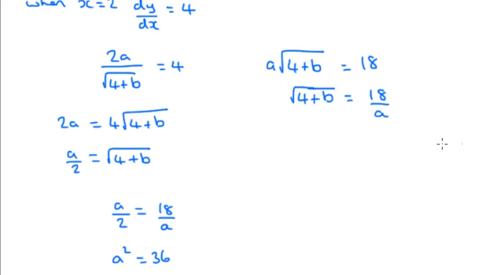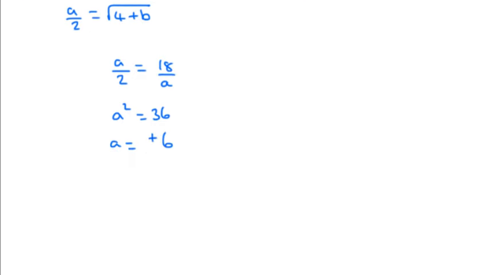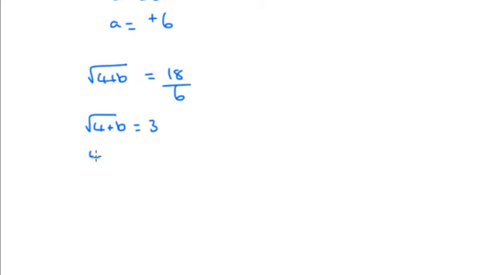We know that b is, well, we can use this relationship here to get b, or this one. We know that the root of 4 plus b is equal to 18 over a, but a is 6, so the root of 4 plus b is equal to 3. So if we square that, we're going to get that 4 plus b is equal to 9, and so b is equal to 5. So we've got that a is 6 and b is 5.